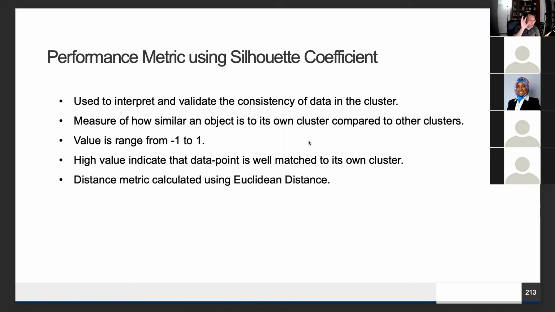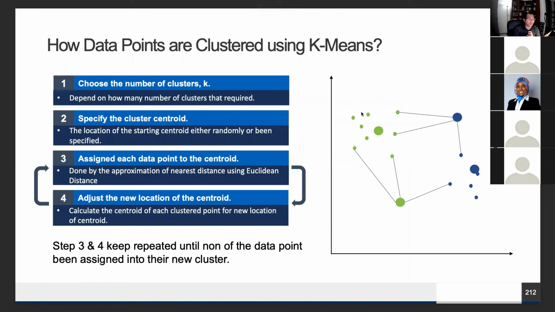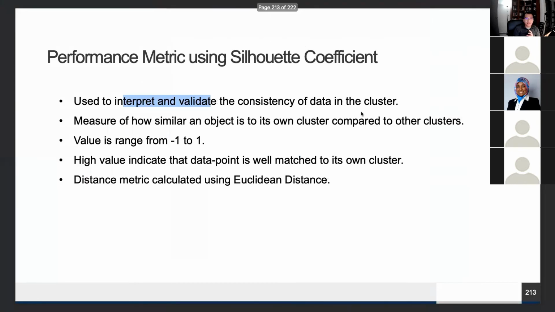Okay, the way to validate the performance of the K-means clustering is using the silhouette coefficient. Okay, so it is used to interpret and validate the consistency. Okay, does this data belong to this group? So it has a silhouette coefficient later. Okay. So it ranges from -1 to 1. Okay, a high value indicates that the data point is well matched to its cluster. Okay, later we will look at the measurement. Okay, so the metric, the distance, is also using Euclidean distance.